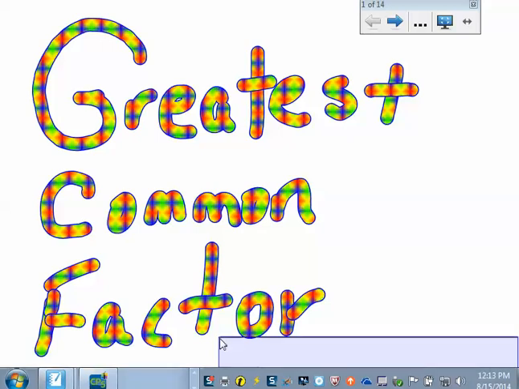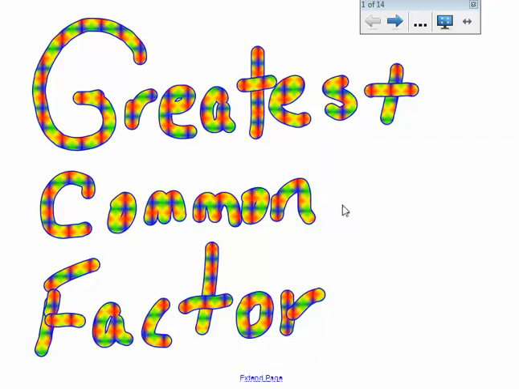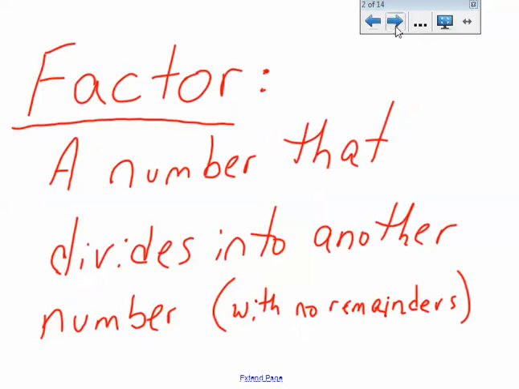Now it's time to look at greatest common factor. We've talked about LCM, or least common multiple, in previous videos. Now we're going to look at the greatest common factor. So our learning target today: I can apply the greatest common factor. All right, so first of all, I probably need to define some words there.